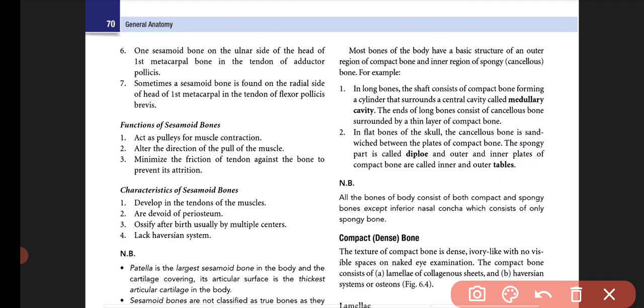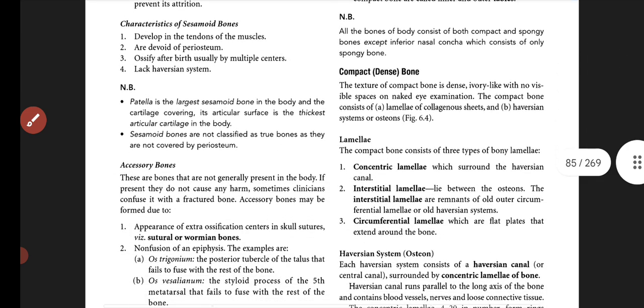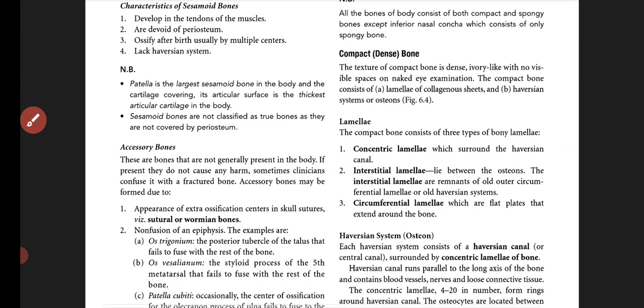Now we will study the compact bone, or dense bone. The compact bone is a dense, ivory-like structure with no visible spaces to the naked eye. The compact bone consists of three types: lamellae of collagenous sheets, and the Haversian osteon.